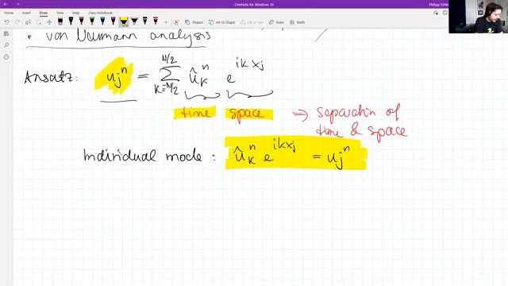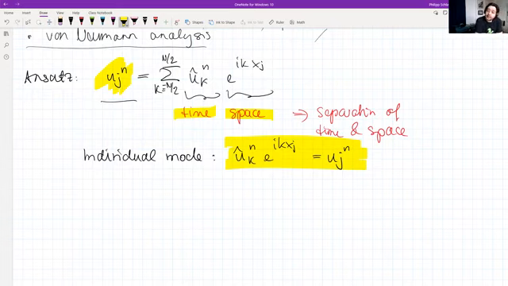The interesting thing here is that the e to the i k x_j, these are spatially fixed basis functions, so they do not change as my simulation propagates. They're fixed basis functions. The only thing that changes as a function of time are the Fourier coefficients u hat k^n.